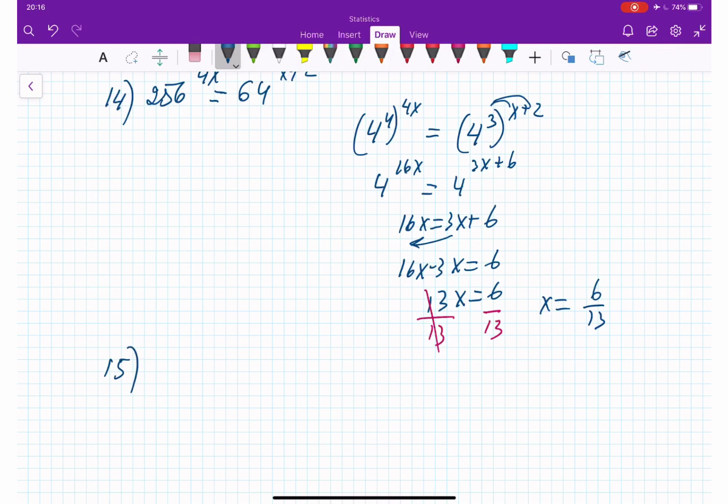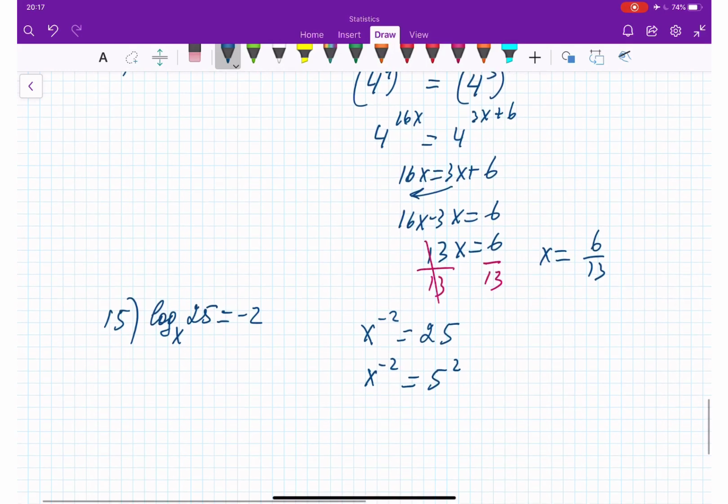Number 15 question. Solve the equation for x. Log of 25 with base x is equal to negative 2. Well, okay, remember how we go? The base is x, to the power negative 2 is equal to 25. So x to the power negative 2 is equal to 25. Okay, so 25 we are getting as 5 to the power 2, right?